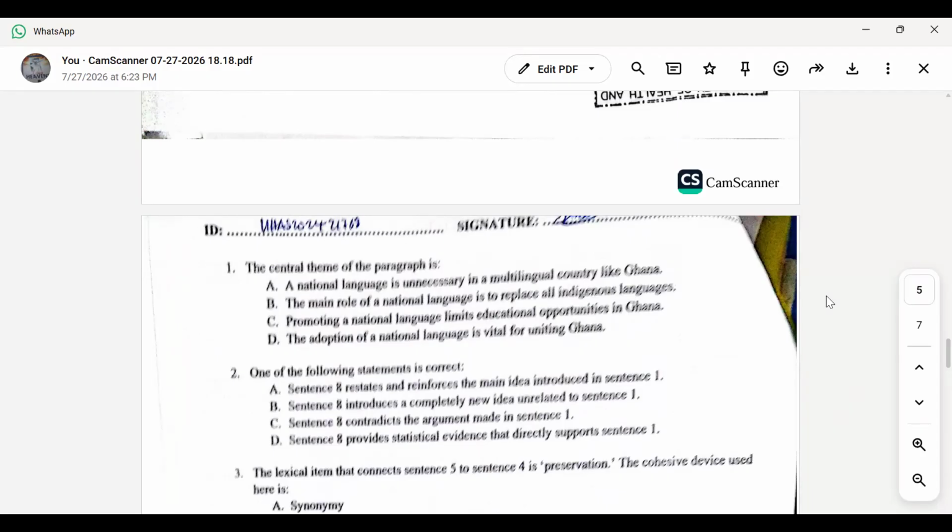Question 1. The central theme of the paragraph is: A. A national language is unnecessary in a multilingual country like Ghana. B. The main role of a national language is to replace all indigenous languages. C. Promoting a national language limits educational opportunities in Ghana. D. The adoption of a national language is vital for uniting Ghana. It's D. I go for D.